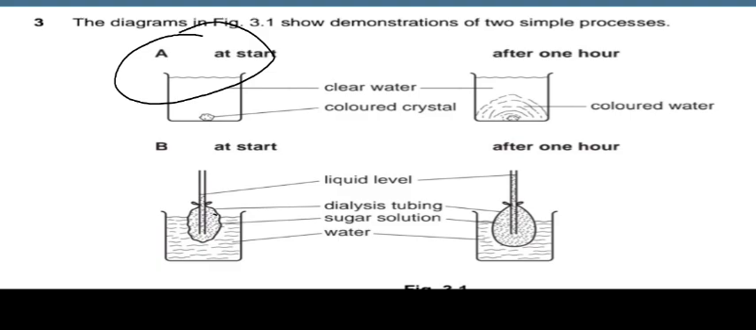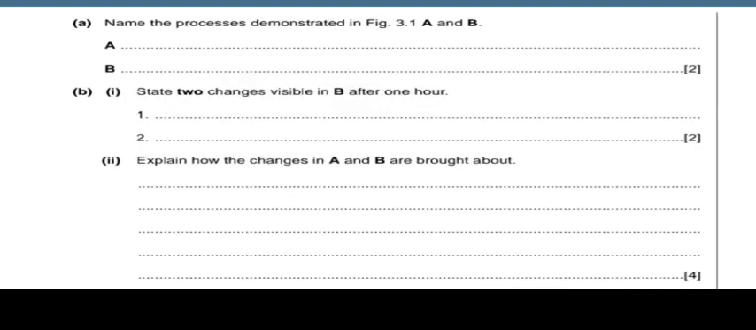Then as you can see here, we have a dialysis tubing. A dialysis tubing is acting as a selectively semi-permeable membrane. Whenever a selective semi-permeable membrane is involved, that one is going to fall under osmosis. So we have A called diffusion, then B called osmosis.